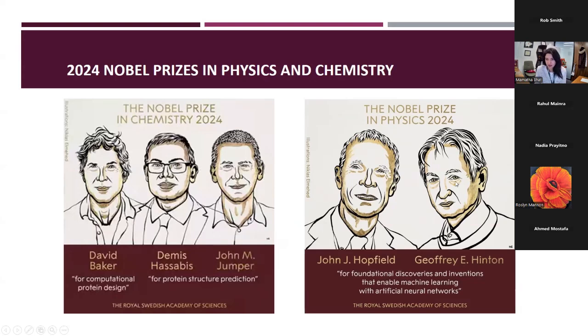Certainly Jeff Hinton, who is an emeritus professor at the University of Toronto and was also at Google DeepMind for some time, was awarded the Nobel Prize in Physics in 2024 for foundational discoveries enabling the development of artificial neural networks. So really impressive areas of work that has been generated by these individuals. And certainly Jeff Hinton is a Canadian success story in terms of the Nobel Prize.